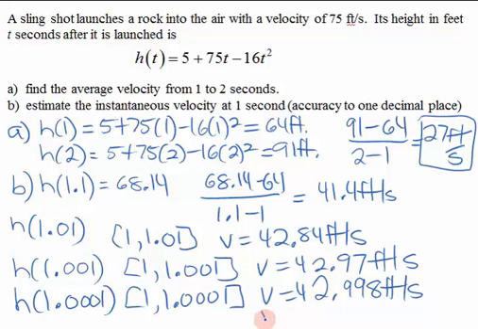So now I can see to 1 decimal place. I am going to estimate my instantaneous velocity to be 43 feet per second.